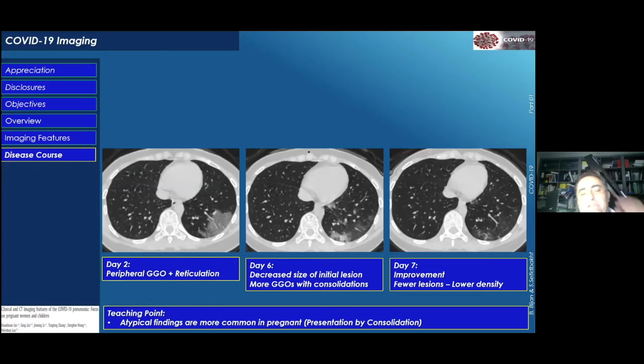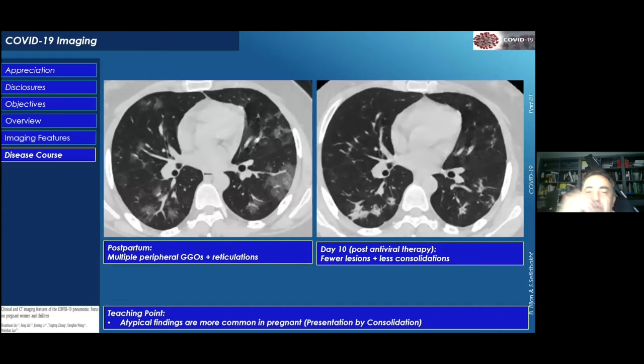This is another case. The first one is day 2 of the disease. As you see here, there's a peripherally based pneumonia with a GGO and some reticulation. On the 6th day, you see more GGOs with areas of consolidation. And on day 7, basically all of those findings have improved, and there are fewer lesions seen.